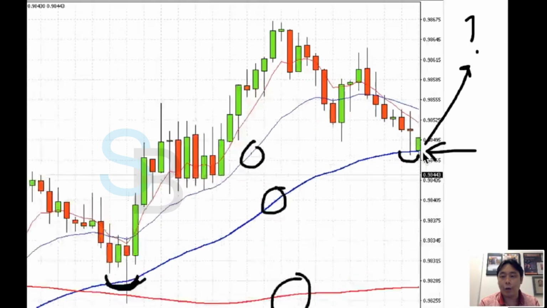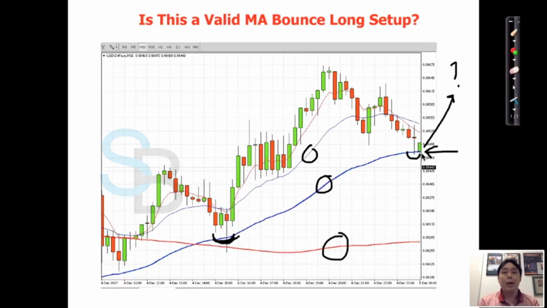Are we going to buy there? Are you going to put a buy limit order there? Yes or no? Take a minute, think about it, and let me know, is this a valid setup? Have you thought about it? Okay, good. The answer is it is not a valid setup. No, it is not. Why?